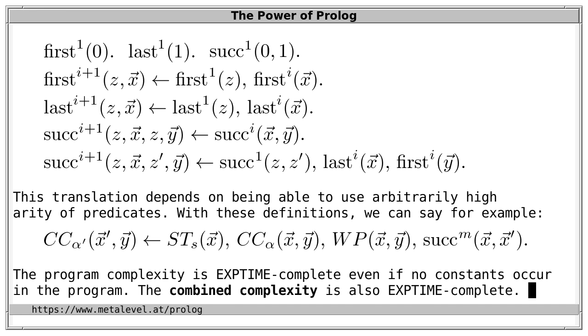And the combined complexity, that is program and data complexity, is also EXPTIME-complete. Because the ability to add facts doesn't increase the program complexity, because we may just as well regard the facts as rules too. So the program complexity dominates the combined complexity.